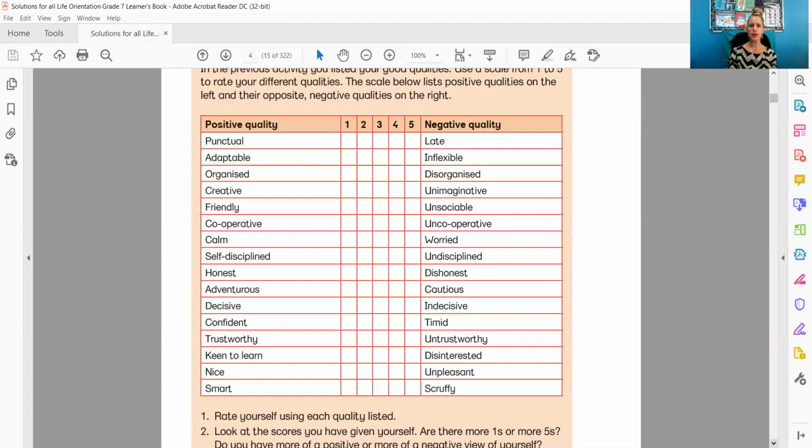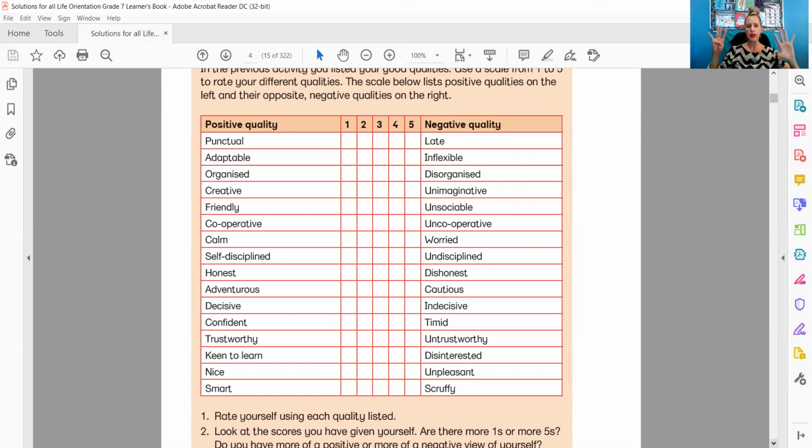All right, put a finger down if you are often late. Put a finger down if you are inflexible. In other words, you don't like change. You're not spontaneous. You just want to stay as is. That's me. Put a finger down if you are disorganized. Put a finger down if you are unsociable. Don't like to be friendly and with people, you prefer to be alone. Put a finger down if you are worried a lot and not calm.